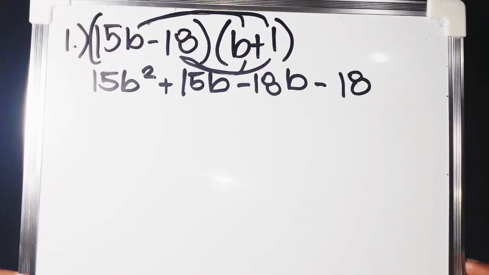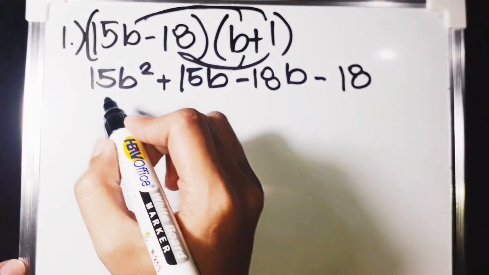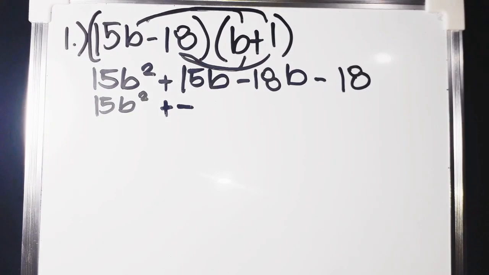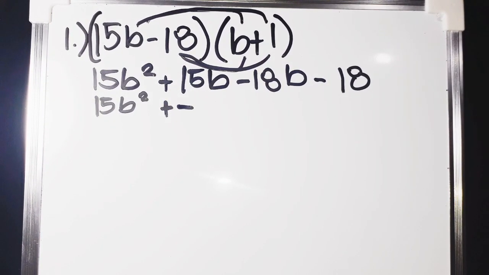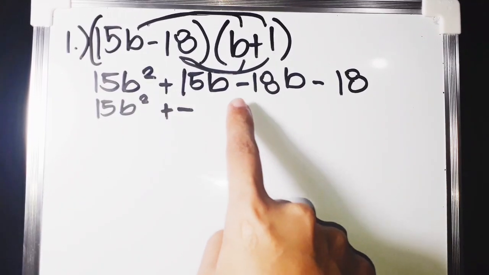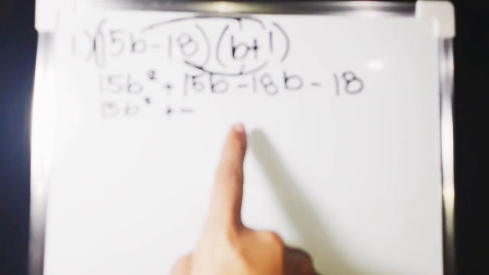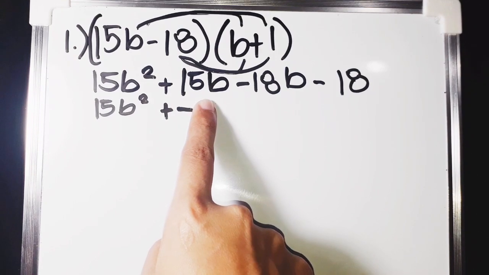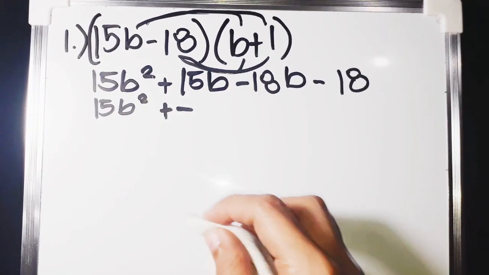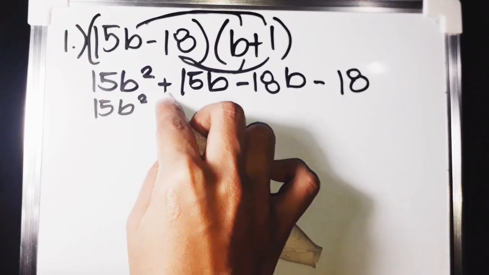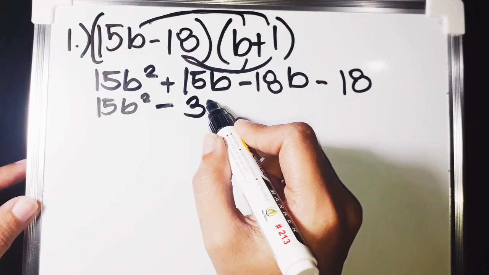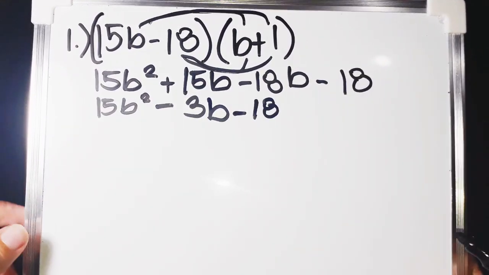Then, after multiplying them, we will combine like terms. Copy 15b squared plus or minus. Now, the sign here depends on these two like terms, negative 18b and positive 15b. But since they have different signs, they should be subtracted. And since negative 18 is the highest value and it is negative, our second term is negative 3b. Copy negative 18.